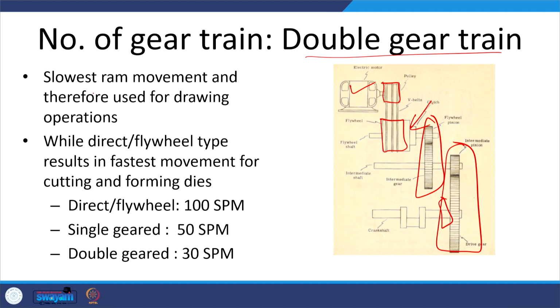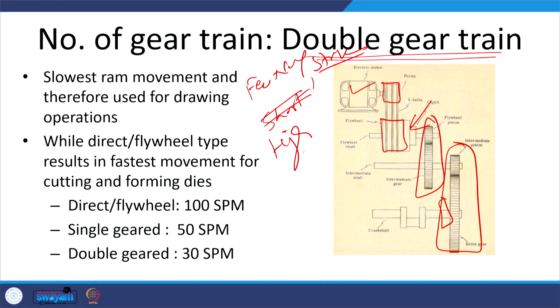When we use the double gear train arrangement, this further permits a fewer number of strokes per minute. This is one. It will also permit higher tonnage, so higher tonnage will be possible. That is another benefit, and the third is that it will permit greater stroke length. So, these are the three benefits that will be realized.